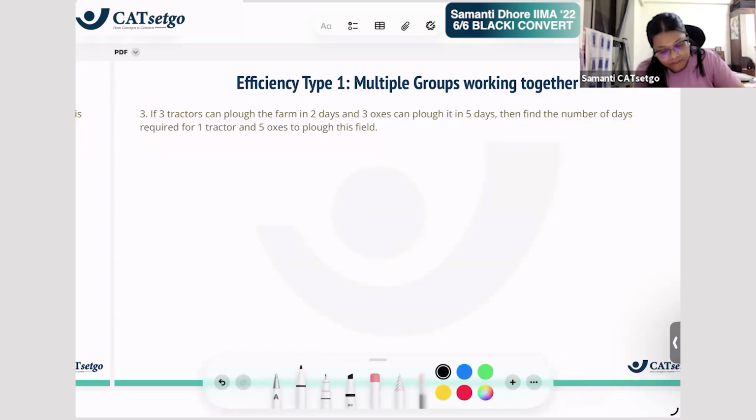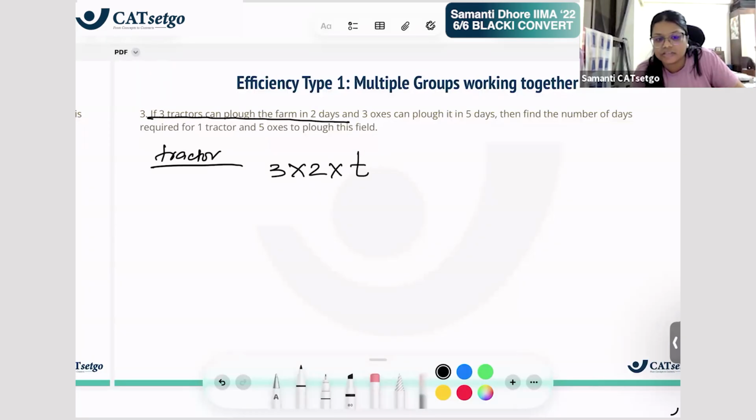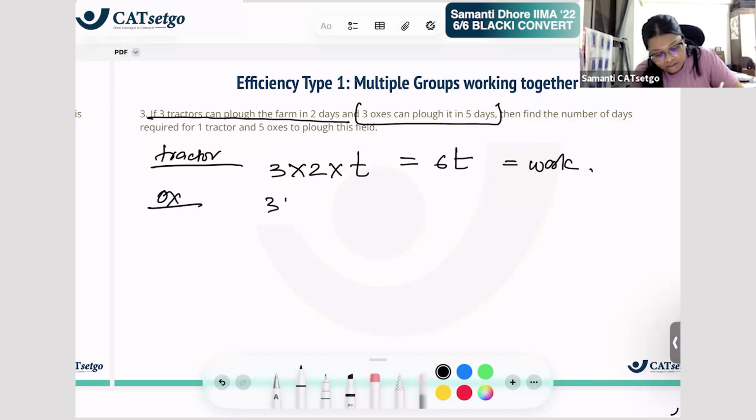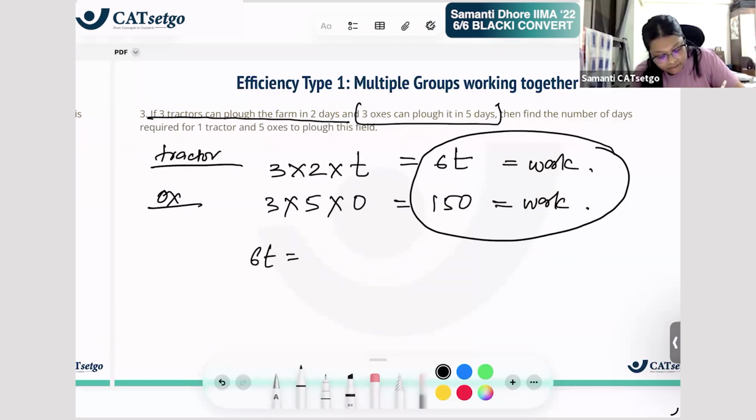We have 3 tractors can plow a farm in 2 days, right? Which means the work is number of tractors into number of days into tractor efficiency T, which equals 6T. This is the work, right? And then 3 oxes can plow it in 5 days. So for ox: 3 oxes, number of days 5, into their efficiency O, that is 15O. This is also work. And this work is same, meaning 6T is equal to 15O, right?